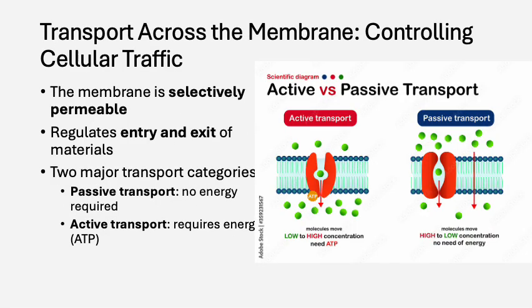The cell membrane is selectively permeable, meaning it allows some substances to cross while restricting others. This selectivity is essential for maintaining a stable internal environment. Transport across the membrane occurs through two major categories: passive transport, which does not require energy, and active transport, which requires cellular energy in the form of ATP. By carefully regulating movement across the membrane, the cell controls its internal composition and responds to changes in its surroundings.